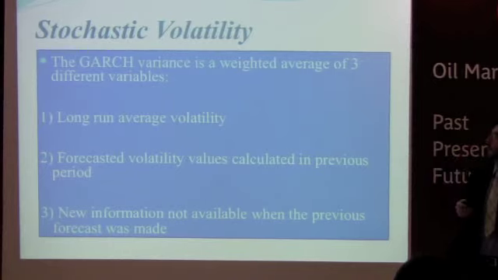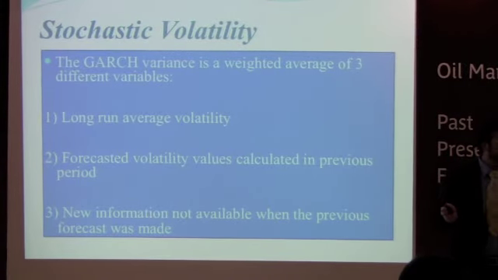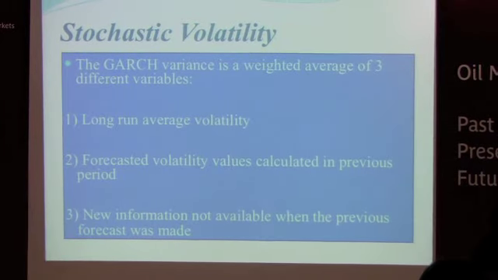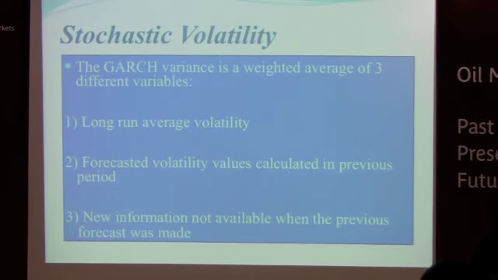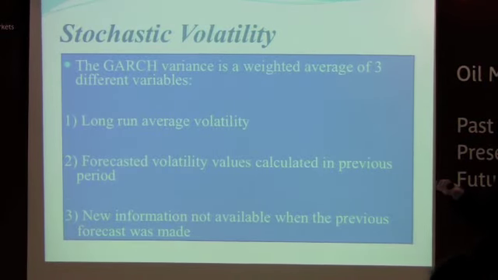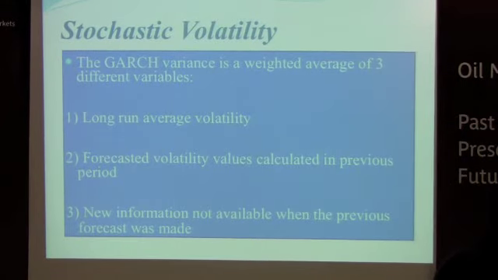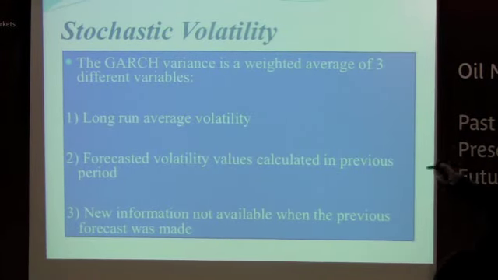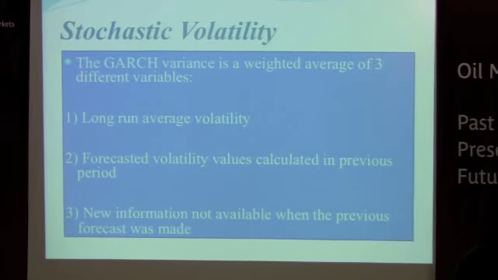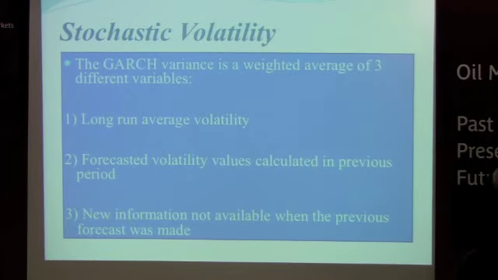Alright, the GARCH variance is just another term for volatility, okay? So don't get scared. It's a weighted average of three different variables. The first one is the long run average volatility. We talked about that before. The second is the forecasted volatility value calculated in the previous period, and the third is new information not available when the previous forecast was made.